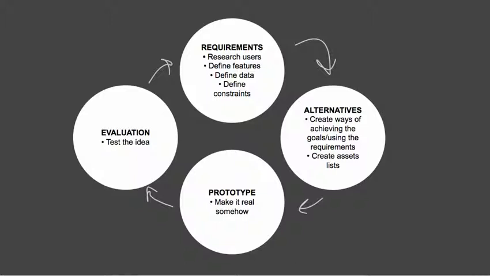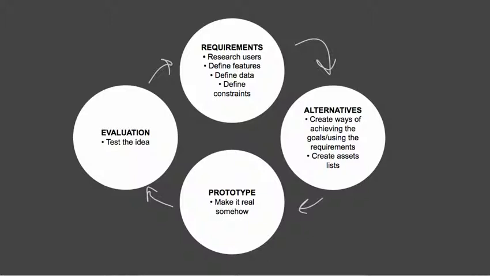Then you're going to create alternatives, so different ways of telling the story, different ways of achieving your goals. If you want people to go through an experience where they're really emotionally drained by the end, you're going to think of different ways of doing that. At that point, you're also going to create asset lists. You're going to prototype, so you're going to make those ideas real somehow, and then you're going to evaluate or test the idea. So these are the steps of the HCI iterative design process.